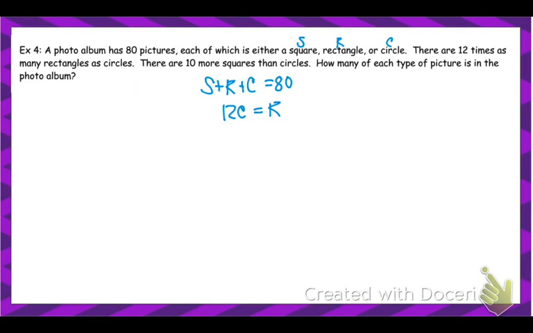All right, next one, there are 10 more squares than circles. So again, very similar. My squares are going to be my circles plus 10. So if I had 1 circle and then I added 10 to it, then I would have 11 squares, and there should be 10 more, so that works out. So then from here, if you want to find out each type, you can just solve that system.